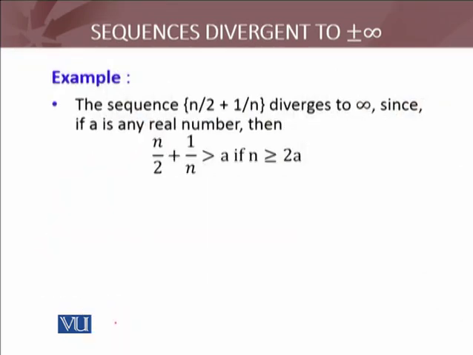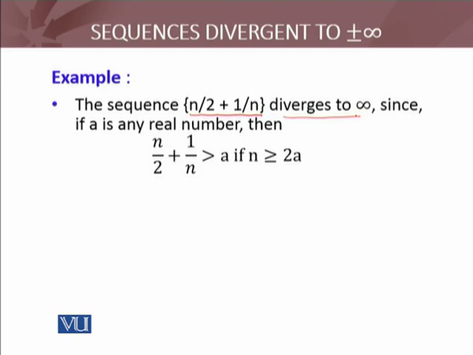So let's discuss an example. In this example, we have a sequence whose nth term is defined by n divided by 2 plus 1 over n. Of course, its terms n start from 1 to infinity, because if we include 0, then 1 over 0 is infinity, as you know. This sequence diverges to infinity.